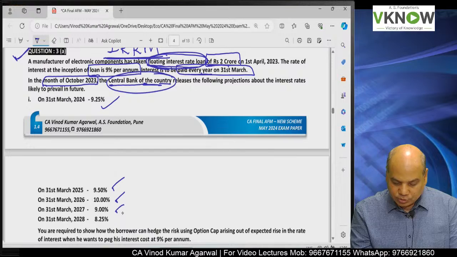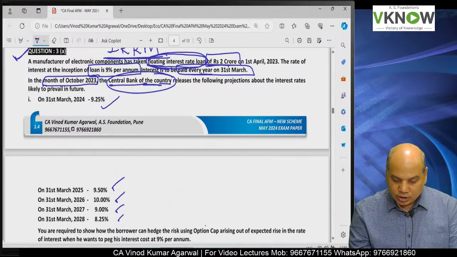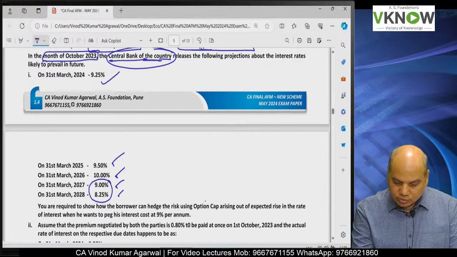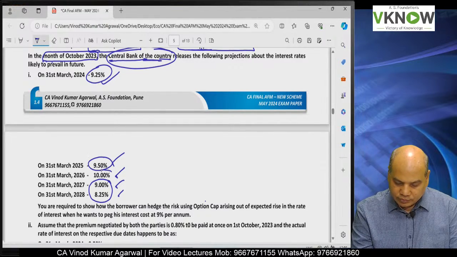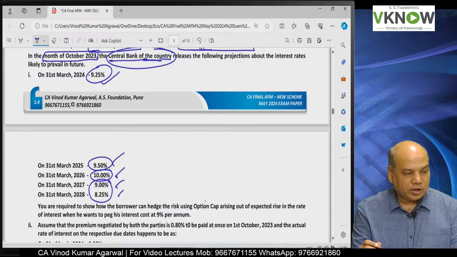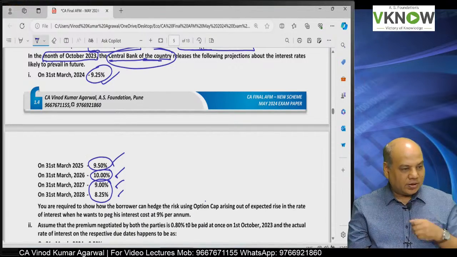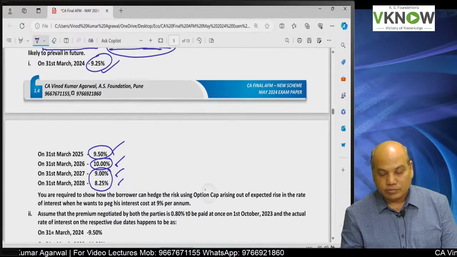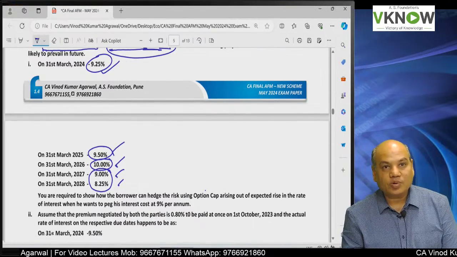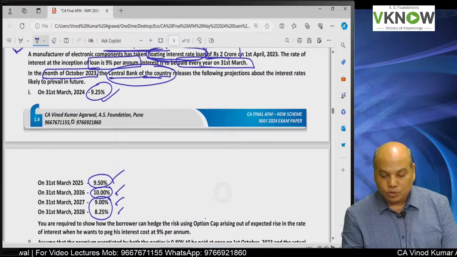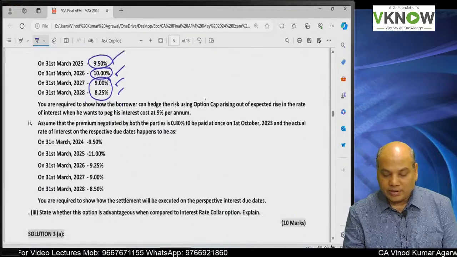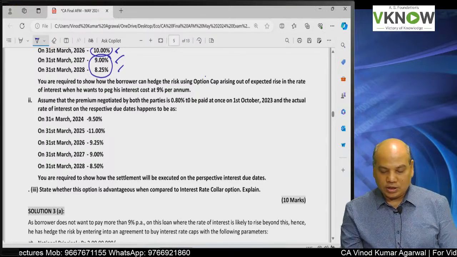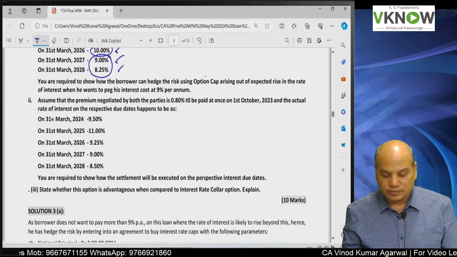You can see these are the projections for next 5 years, and you will find except the last two, in the first 3 years the interest rates are expected to rise. So what we are going to do? We are going to protect ourselves from rising interest rate. We have taken a floating rate loan. Interest rate might rise as per the indication given by the Central Bank, and therefore we need to do hedging.